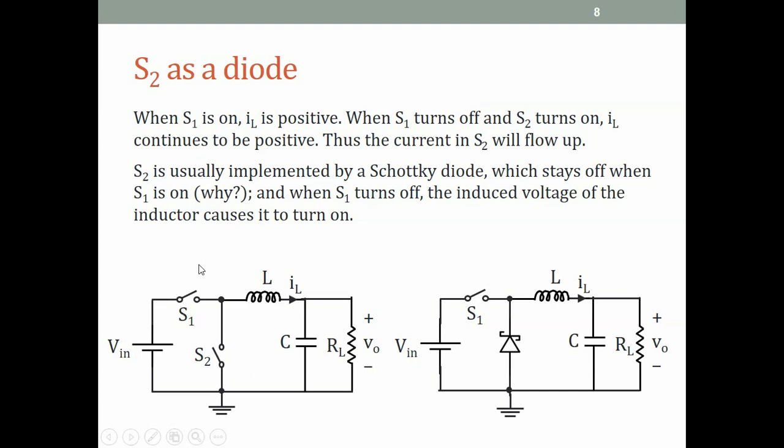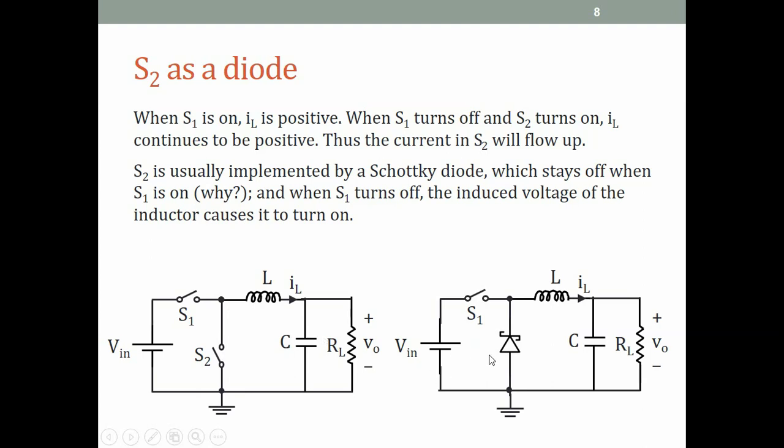Now when S1 is opened, what happens? This inductor current has to flow somewhere. It has to have a loop. If S1 is opened, the inductor will force its current to be in the same direction, and through C and R it has to come back, and so through S2 the current must flow up. So the current in S2 has to flow up when S1 is open.